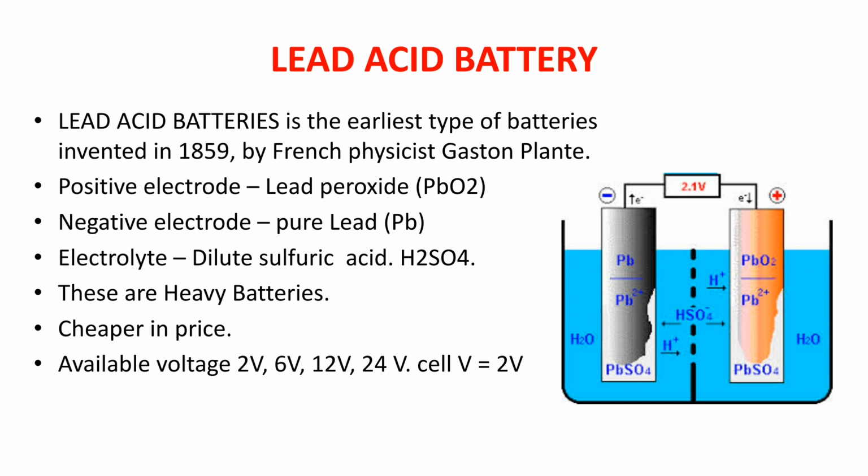Now these are very heavy batteries as they have very low power density. Power density means the power or wattage it is giving per kg of mass. So these are very heavy but are cheaper in price. Maybe due to its lower price and easy availability, these are still the most used secondary batteries.